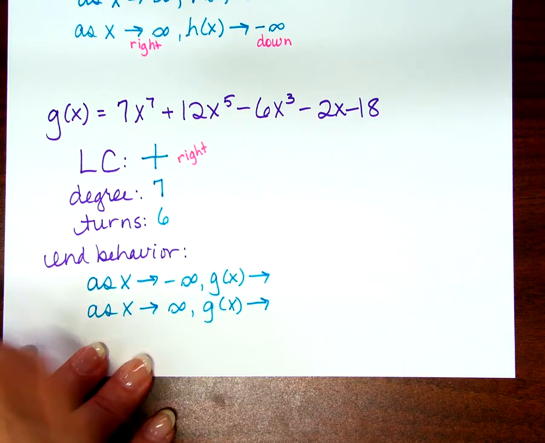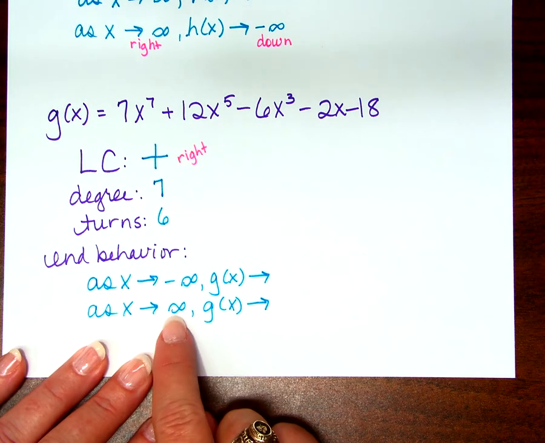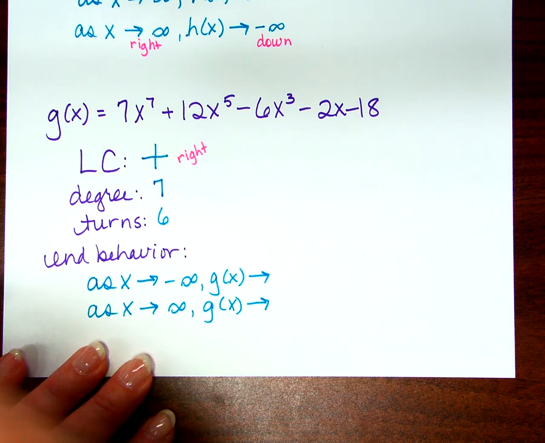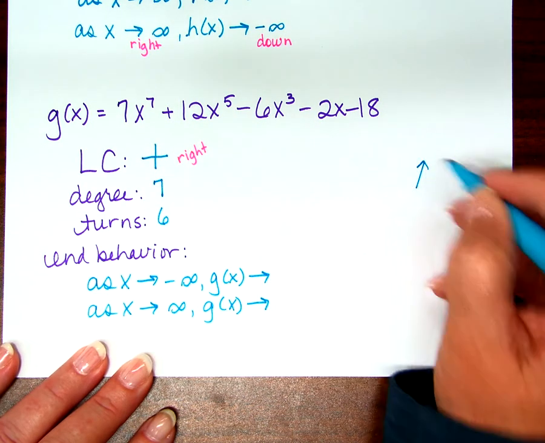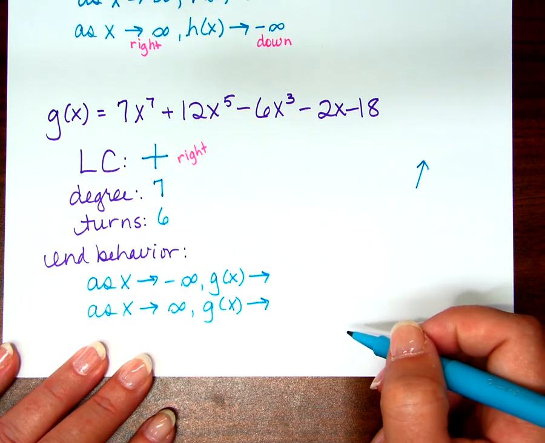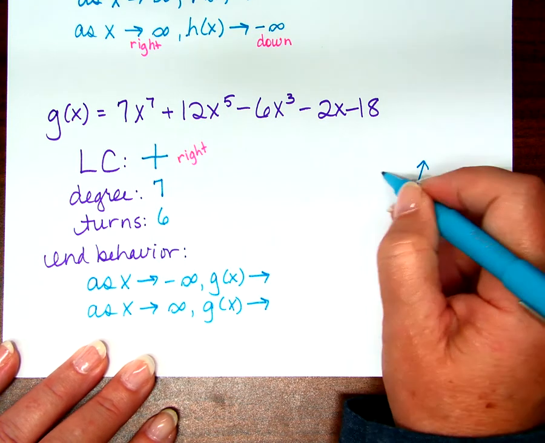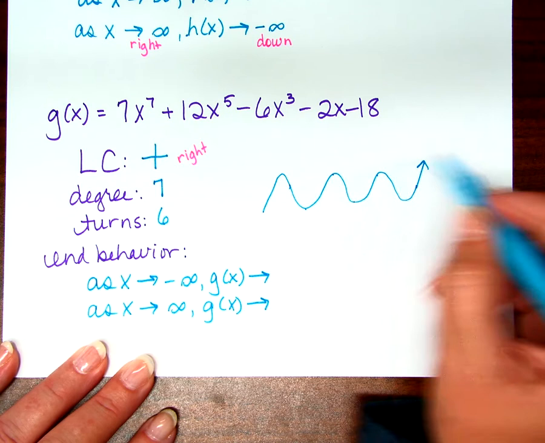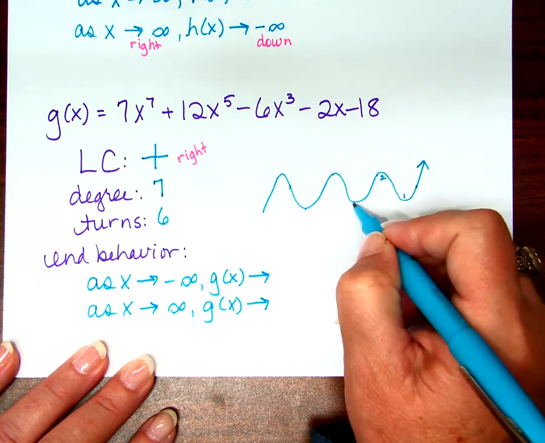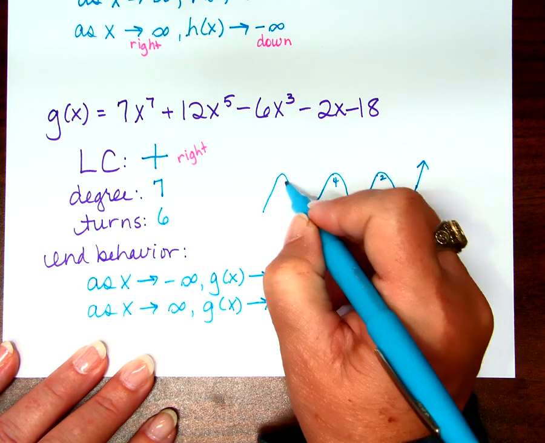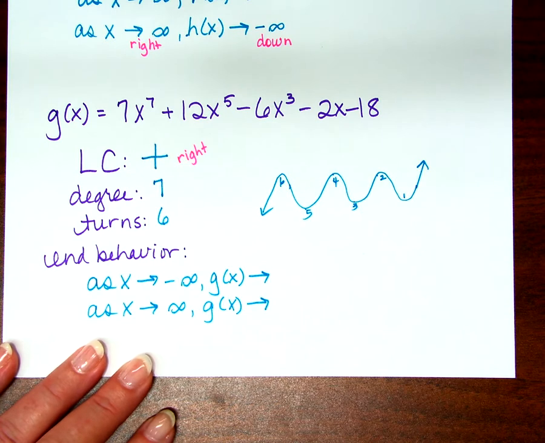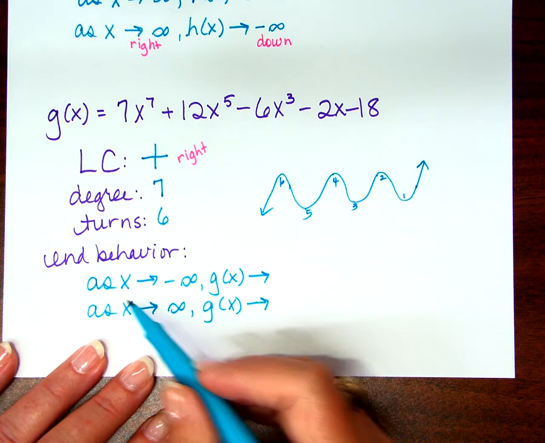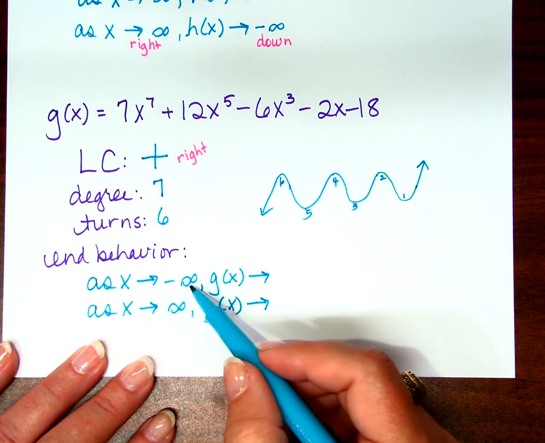So my positive infinity direction, right down here. Okay. So I know to the right it's rising. I know there's 6 turns. 1, 2, 3, 4, 5, 6 turns. Yes? Okay.